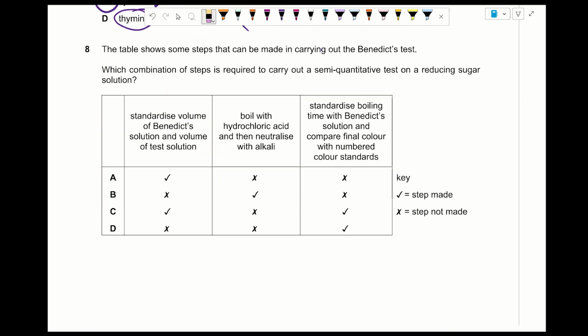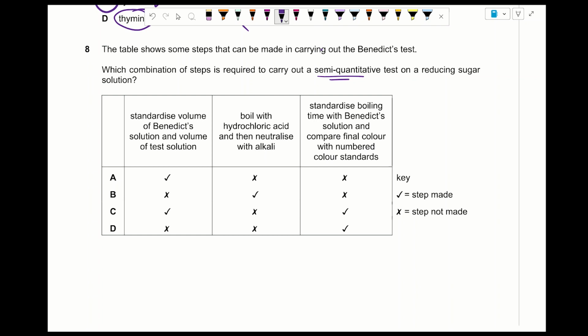Question number 8. The table shows some steps that can be made in carrying out Benedict's test. So, Benedict's test is used to test for the presence of reducing sugar in a solution, and a positive test would be a red color change. Now, which combination of steps is required to carry out a semi-quantitative test on a reducing sugar solution? So, a semi-quantitative test is used to partially estimate the concentration of reducing sugars in a solution.